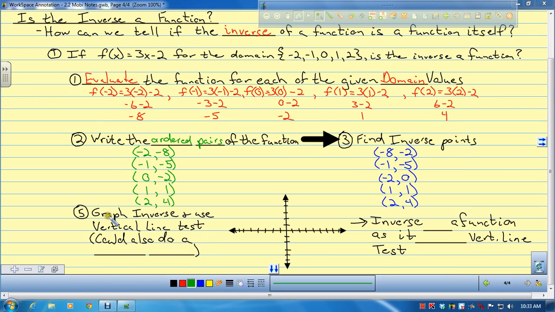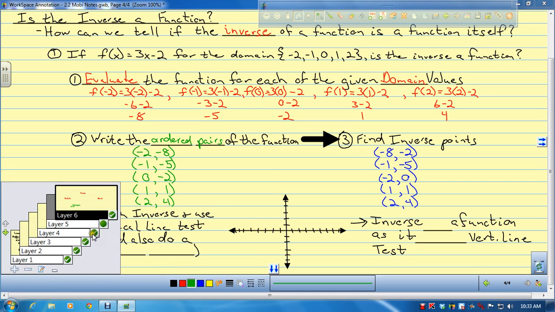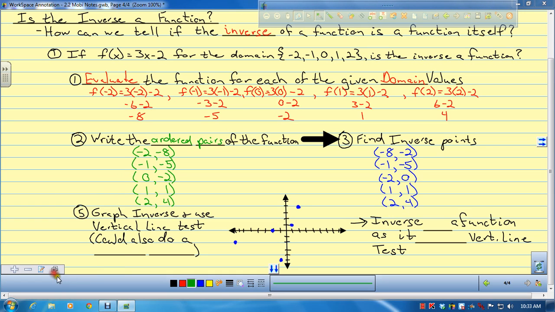Now, step 5, we're going to graph the inverse and use the vertical line test to see if in fact it is a function. So I'll give you a second just to graph all those points on this graph that I've made. Hit pause if you need to. Okay, now that you're back, there they are. And using the vertical line test, could I draw a vertical line anywhere that's going to go through more than one point? Well, to me, it does not appear that I could. So I could say that this inverse is a function as it passes the vertical line test.